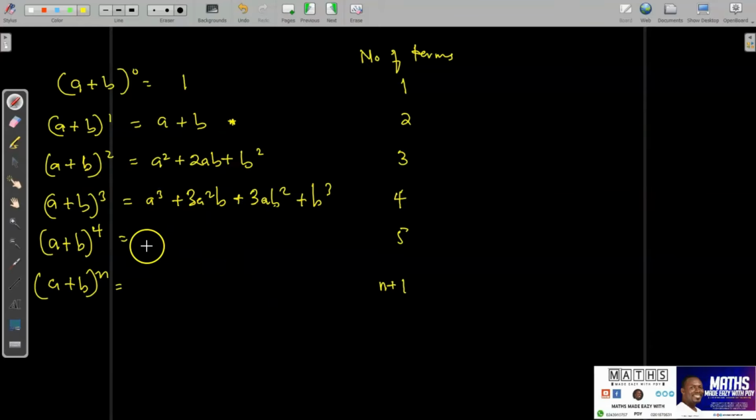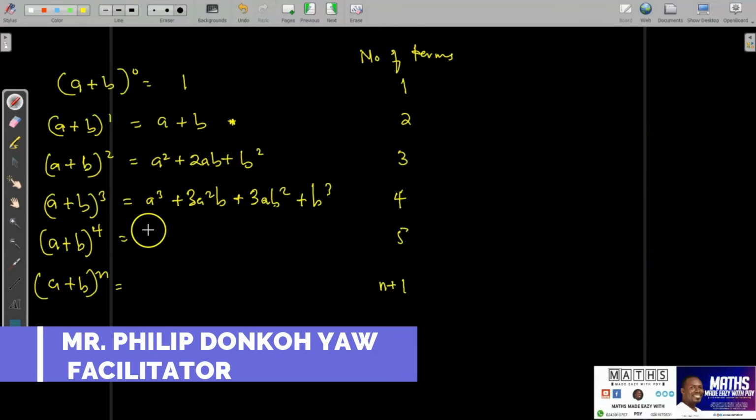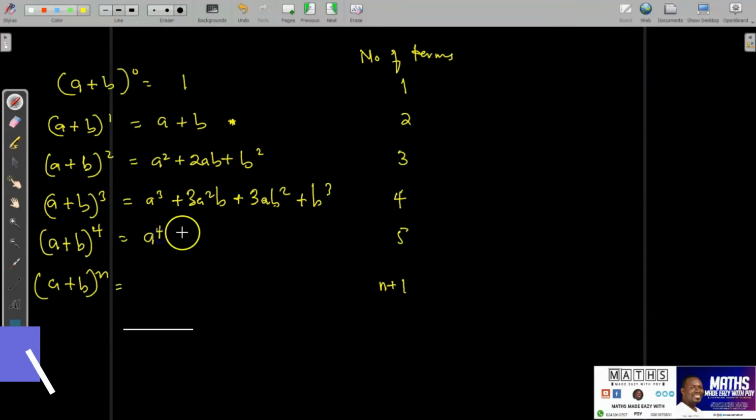So let us begin. What do you think will be the first term? Just forget about the coefficients. Just give me the combined terms for a plus b to the power 4. Just tell me the variables and their powers. The first term, what will be the variable? A to the power 4. Very good. Plus, I'll come to the coefficient later on. A to the power 3.